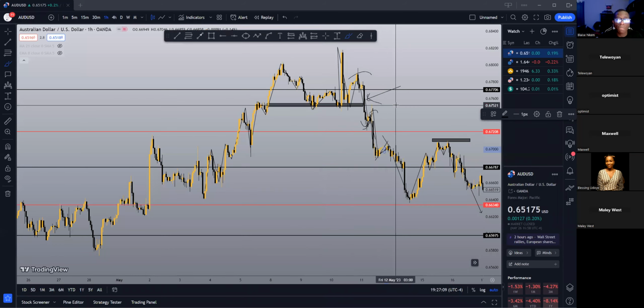Like right now for you guys, the best thing is to buy when it's buying and sell when it's selling. Don't try to counter trend. I don't think you guys have the experience yet to be able to counter trend.